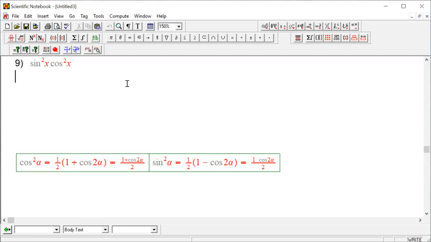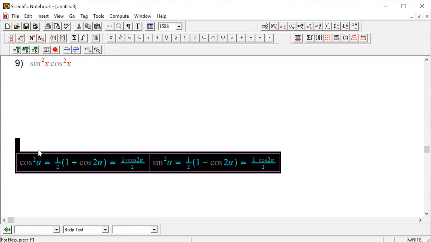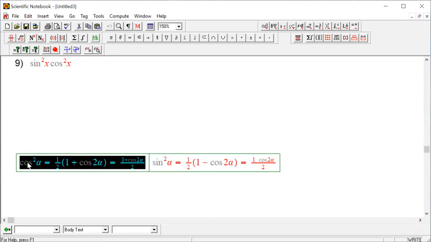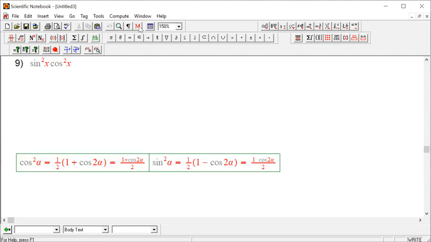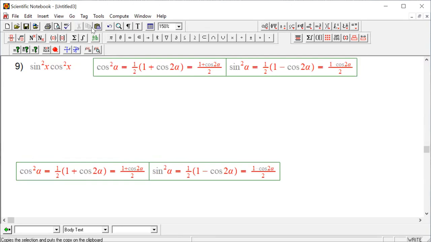On this one, I'm going to show you multiple ways of doing it. Suppose that we're stuck with these two formulas. We're going to replace sine squared by its equal, and for cosine squared we're going to use this formula. So we apply both, and we just put them next to each other.